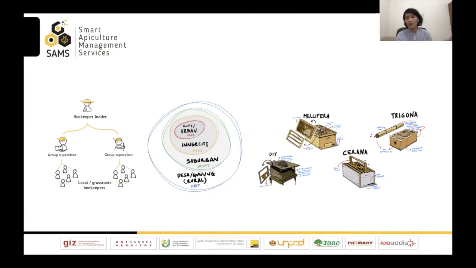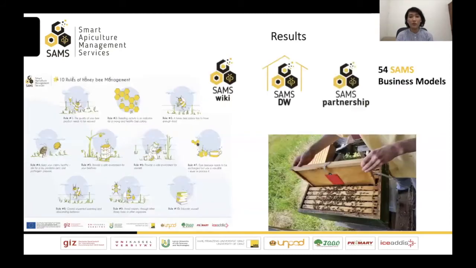As I mentioned before, in Indonesia, the beekeepers not only keep mellifera or cerana, which are more similar types of bees, but they also keep trigona. It's a smaller bee. And now we will talk about the results, and I will hand it over again to Lini.